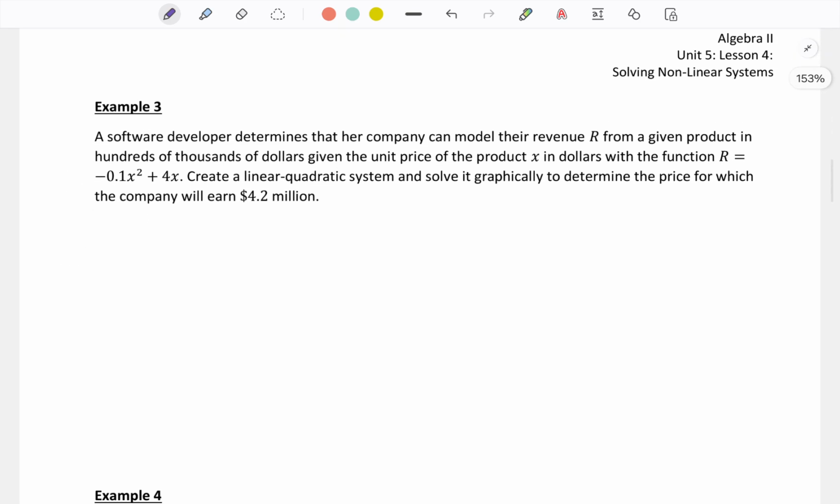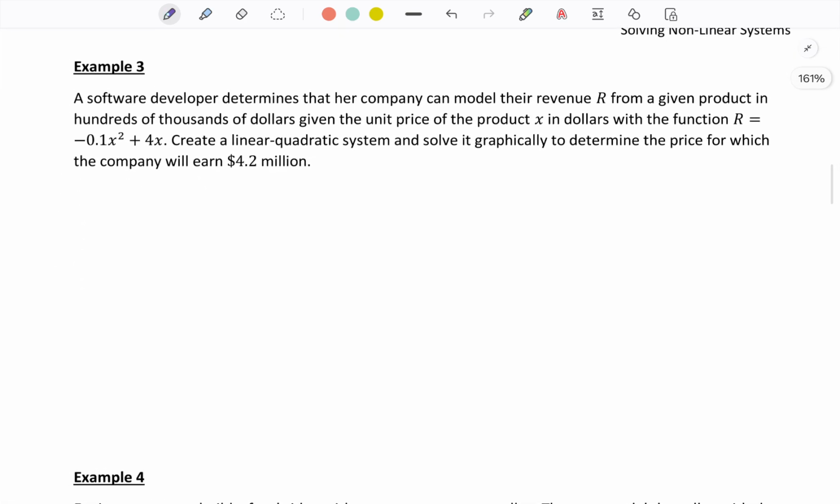All right, so now let's look at a word problem. So we have a software developer determines that her company can model their revenue R from a given product in hundreds of thousands of dollars given the unit price of a product X in dollars with the function R equals negative 0.1 x squared plus 4x. And then we need to create a linear quadratic system to solve it graphically to determine the price for which the company will earn 4.2 million.